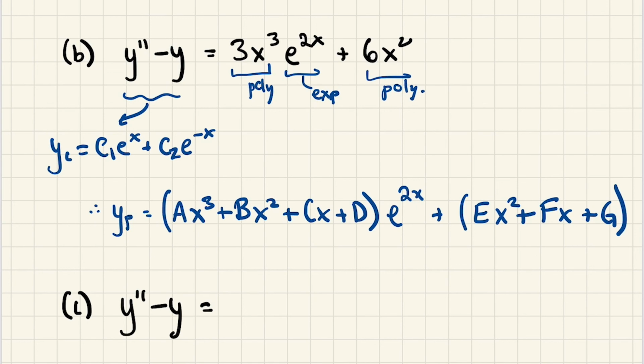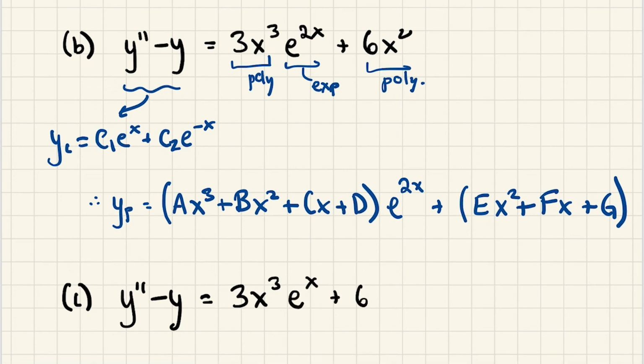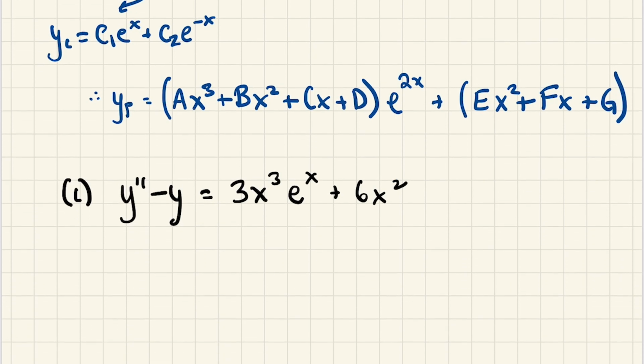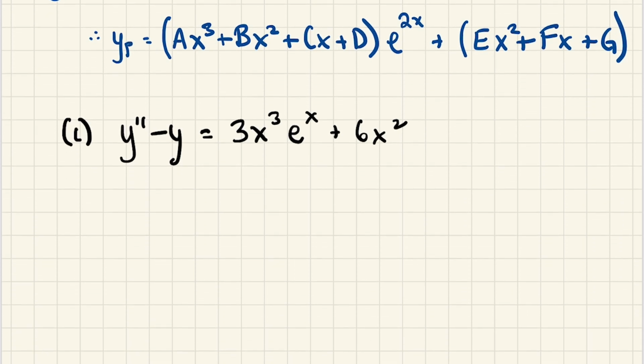All right, now let me just modify things. Let's go into the second case. What if we had something very similar, but instead of e to the 2x, we had just e to the x? So everything's the same as the part B example, except for that fact. Well, remember, our complementary solution is this one.